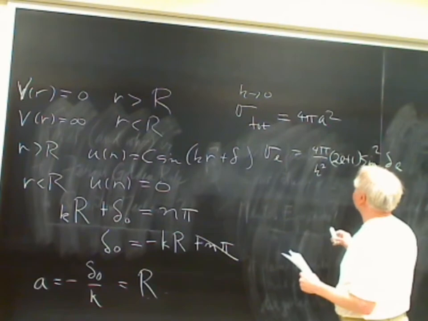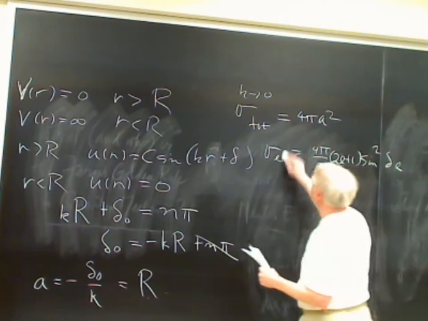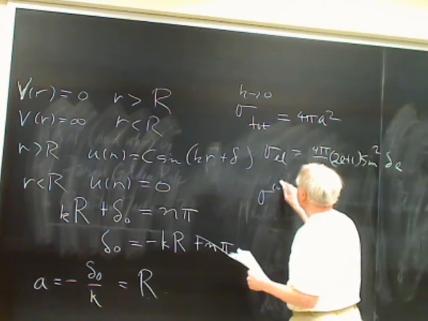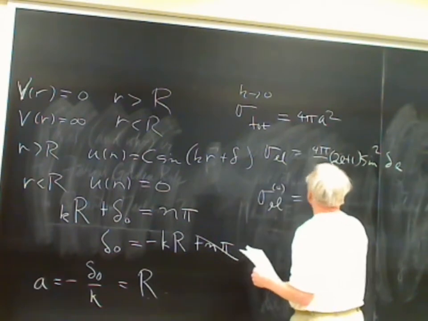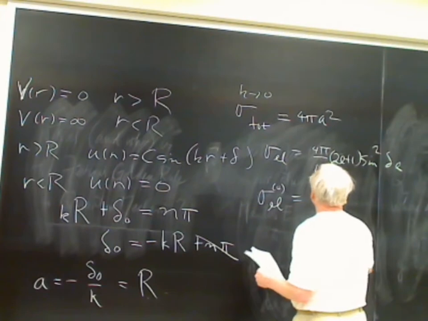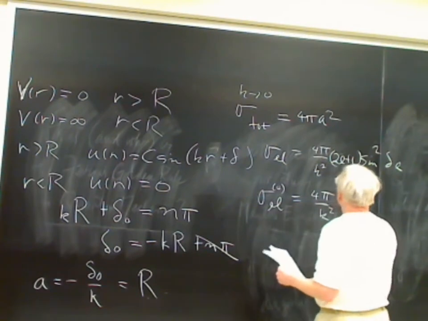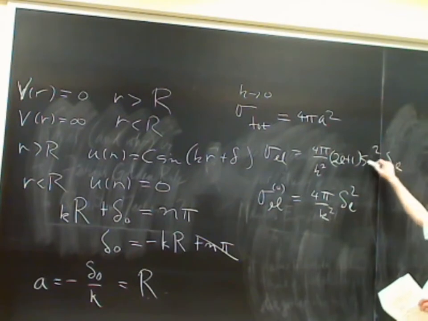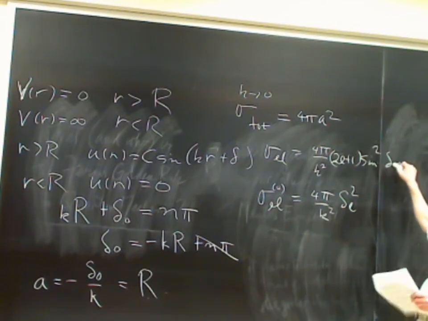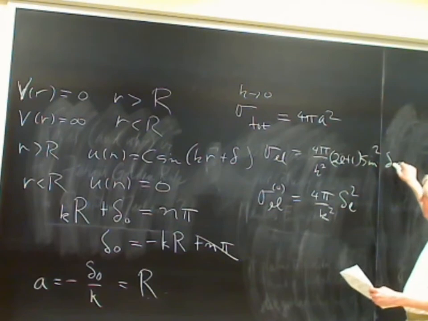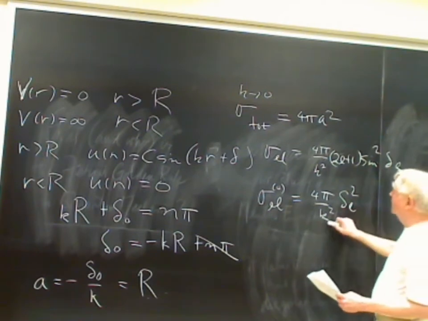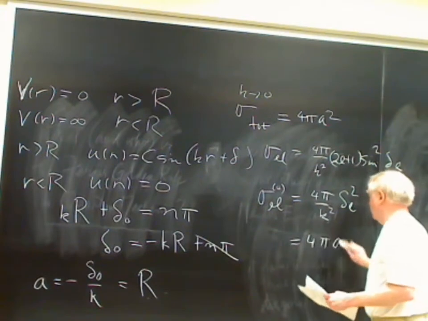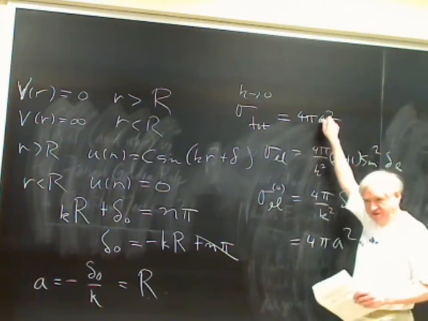And so for L equals 0, the elastic is 4 pi over k squared delta L squared. You see, because delta L is small, sine of delta L is just delta L. And delta L over k squared is just a squared. So this is 4 pi a squared. Okay, so that's what this comes from.